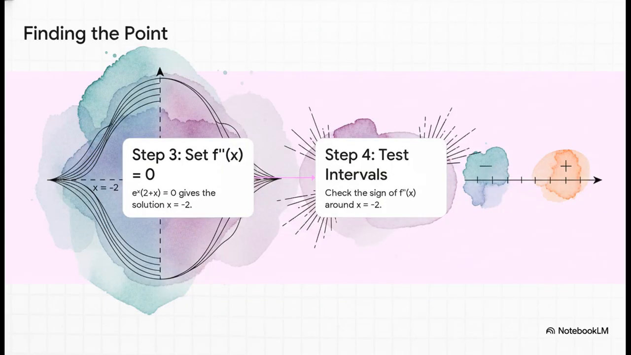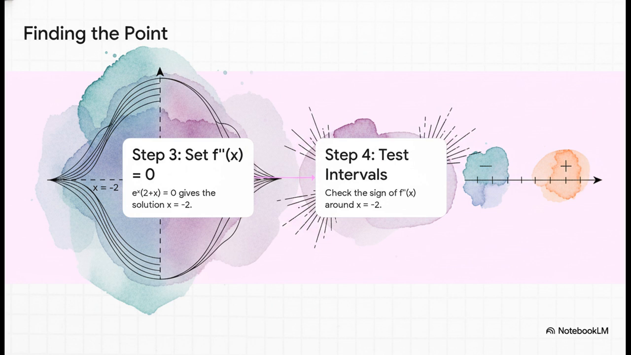Okay, so knowing that, finding our potential inflection point is a piece of cake. We just set the second derivative equal to 0. And since we know e to the x can never be 0, the only way for the whole thing to be 0 is if 2 plus x equals 0. And that, of course, gives us x equals negative 2.